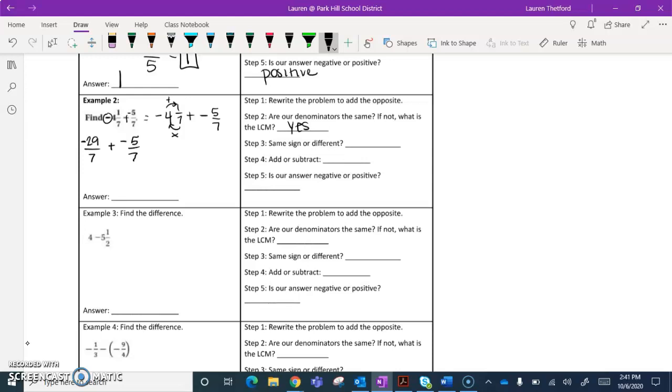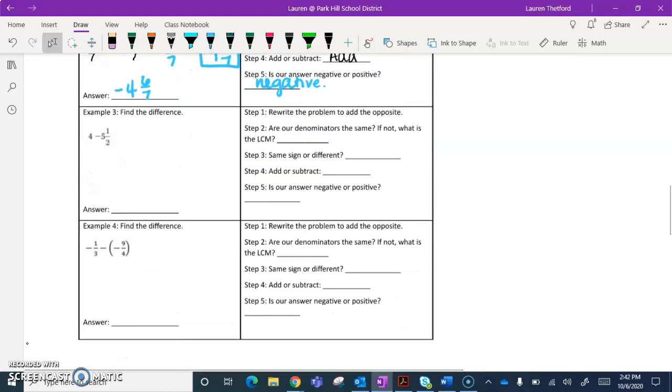Yes, they are both over 7. So we have the same denominators. They are both negative, so they're both the same. So we're going to add them. Add our top numbers, keep our bottom. So it's going to be over 7. 29 plus negative 5. So this is going to be 34, and it'll be negative. 7 goes into 34 4 times. It's going to be negative. And 4 times 7 is 28. So 28 is 6 away from 34. So my answer is negative 4 and 6/7. So my answer here is negative.